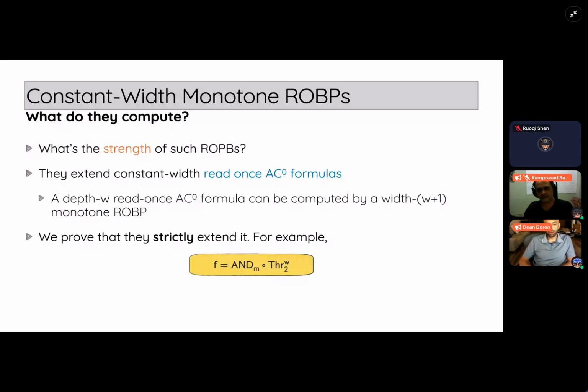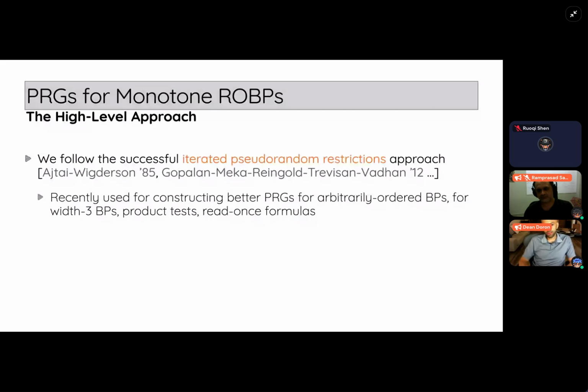So what's the high-level approach of our construction? We followed the successful iterated pseudorandom restrictions approach due to Ajtai and Wigderson, and further developed by Gopalan, Meka, Reingold, Trevisan, and Vadhan. This approach was recently used for constructing many PRGs: for arbitrarily ordered BPs, for width-3 BPs, for product tests, for read-once formulas. There, what we do is a series of random restrictions, with the hope that finding a pseudorandom version of the restricted function is easier. So we want the restricted function to get simpler.